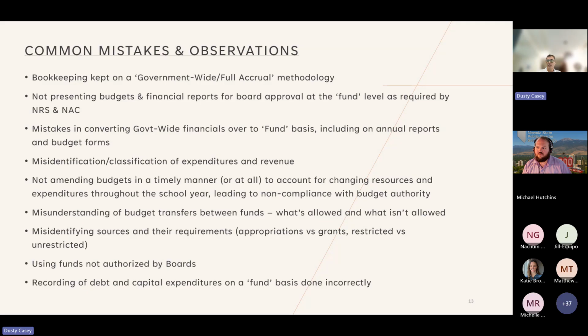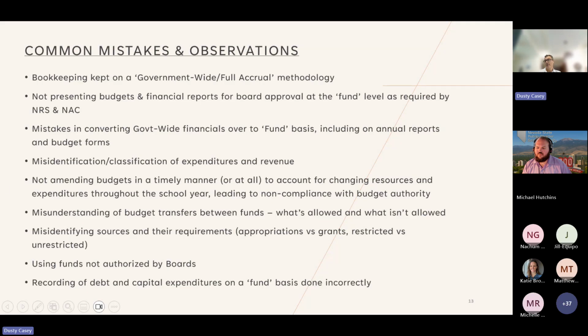Misidentification and classification of expenditures, what really should go where, and how we should make sure that's being tracked, how to work with your school leaders to make sure you are getting all the information you need to code those expenditures correctly, et cetera. This next one's kind of a big one, not amending budgets in a timely manner.